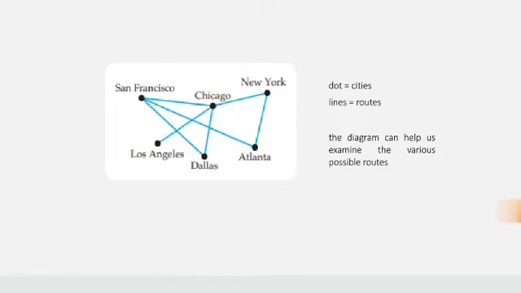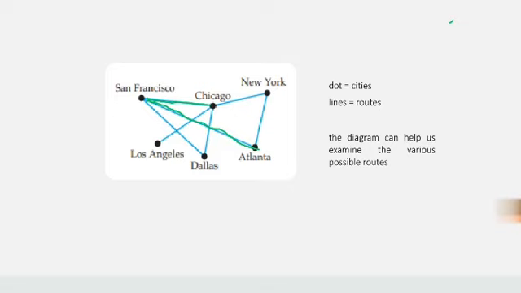So this is an example of a graph that I am referring to. You can see here that there are dots which represent cities. You have a dot for San Francisco, Chicago, New York, and so on. And then you can see that there are lines connecting the dots. That represents na mayroong ruta sa pagitan ng San Francisco or Atlanta, for example. And then there's another route connecting San Francisco and Chicago, and so on.